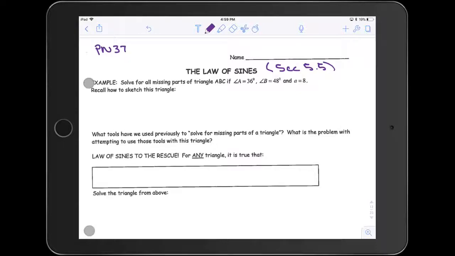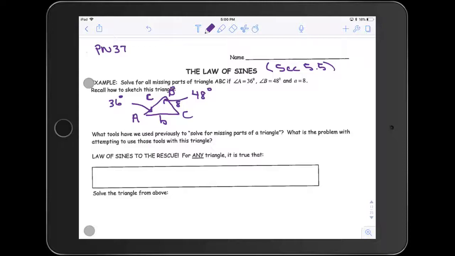And how I'm going to do it is I really don't think too hard about it. I just create a triangle, capital letters for the angles, angle A, B, C. And I know we have 36 degrees right in there. We have 48 degrees in there. And we have a length of 8 directly across from angle A, which is right here. So we have to find side B, and we have to find side C. Notice I'm using small lowercase letters.